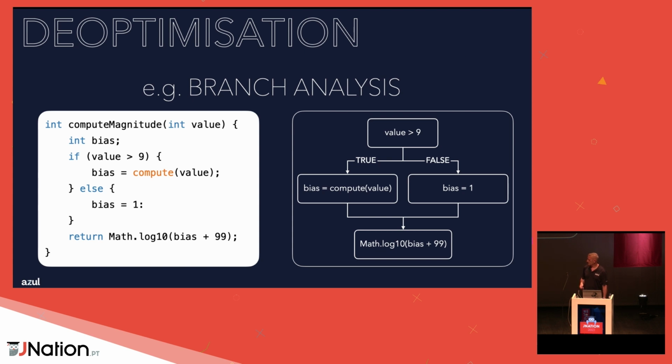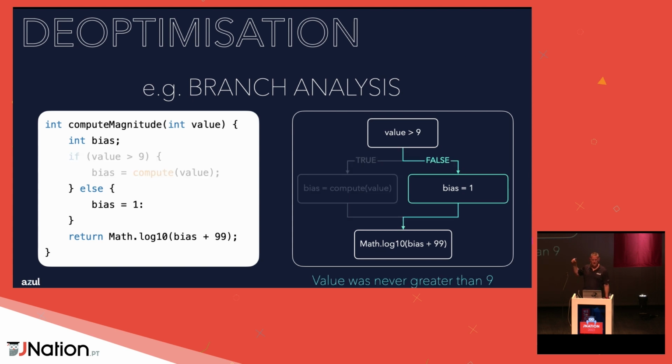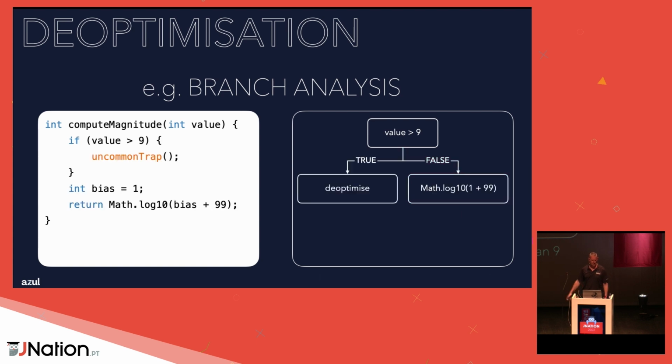The interesting part is if the compiler figures out that the value never was greater than 9, and it always went through this branch, then it says, you know what? I optimize the code to this, first of all. You see, we now have some other method called uncommon trap. This will only be called if the value is greater than 9, which is usually not the case, as the profiler figured out. So then we set the bias to 1 and then return this result.